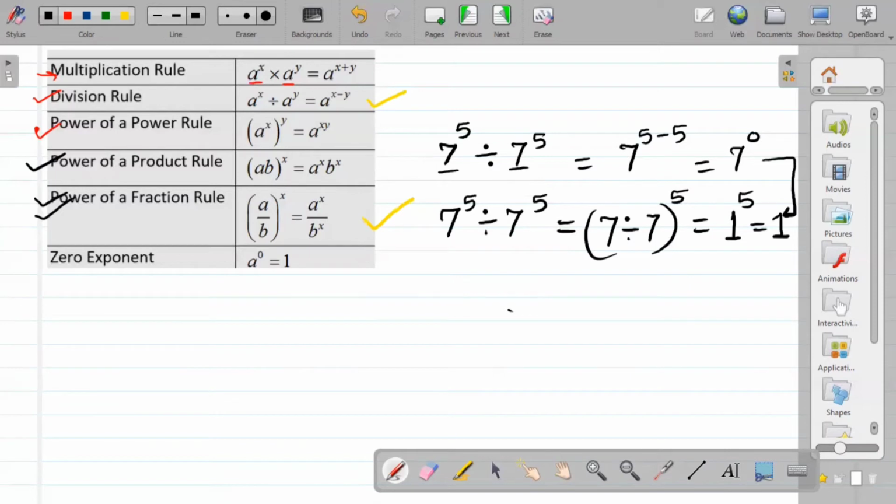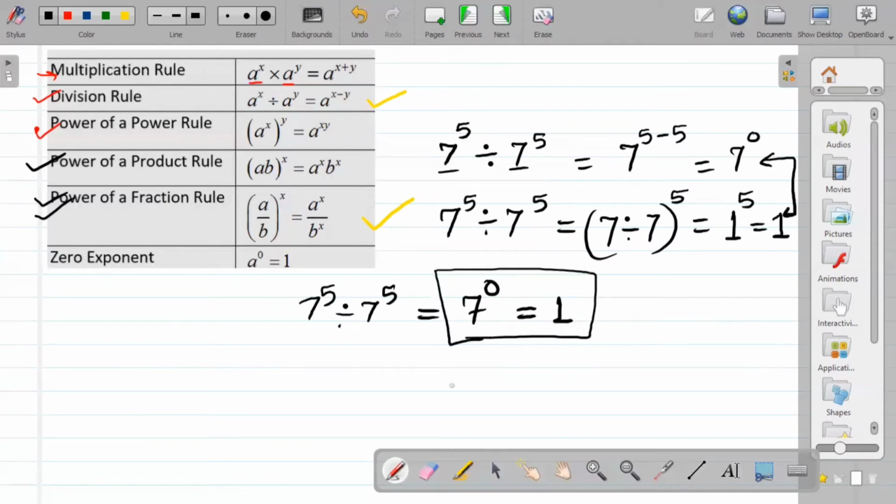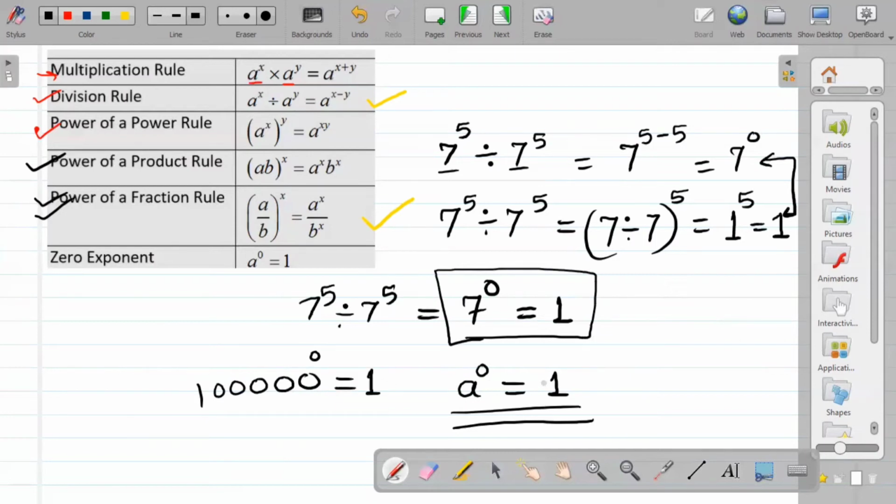So from this, if a question is the same, then that question should have an answer also the same, right? If the question is the same, then it has one and only one solution. So 7 raised to 5 divided by 7 raised to 5 is equal to 7 raised to 0, which is nothing but equal to 1 only. And this is our last law: if a particular base has a 0 exponent, then the answer is always 1. It doesn't matter what your base is. If your base is 1 lakh also and the exponent is 0, still its answer is going to be 1. Got it?